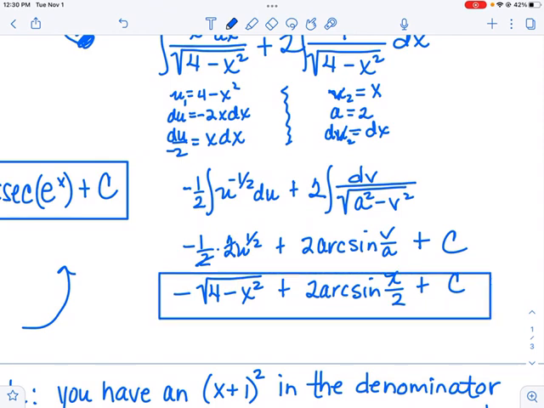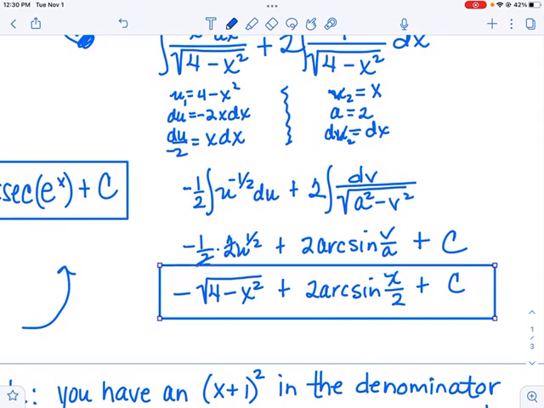Just splitting up an integral. Sometimes you have to integrate two separate parts differently, as we did, u sub and an arc sine.